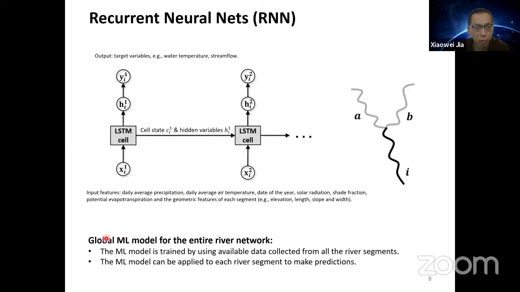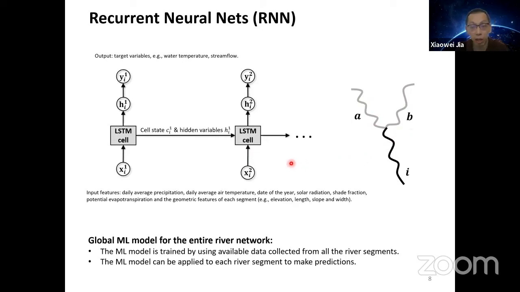And as we mentioned, in our work, many river segments are poorly observed. So we cannot build individual models, so we will build a global machine learning model for the entire river networks. So here, for example, we consider this very small river network with 3 different river segments, A, B, and I. So in this case, the global recurrent neural network model means we train this global recurrent neural net using all the available observation data from all these 3 river segments. So we combine the available observations from the 3 river segments together to train this recurrent neural net. And after we train this model, we can apply the model to each river segment to generate predictions, the meaning of global machine learning model.